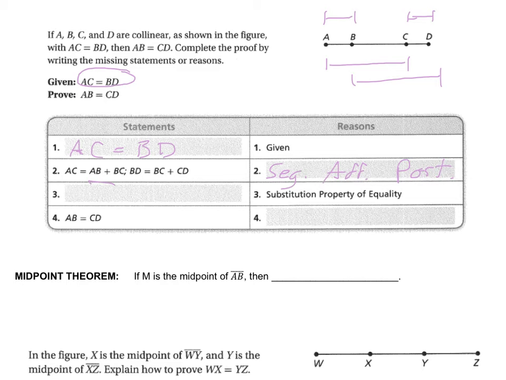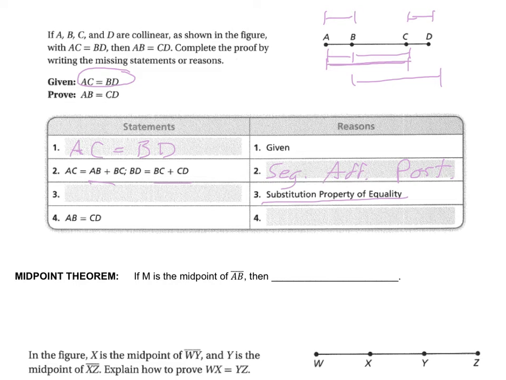Remember what that says? We just looked at that on the previous page of the notes, that if I have a whole segment, AC, it's equal to the two segments that are within there. And that's the same for AC and BD. Now you look at number 3, they use the substitution property of equality.